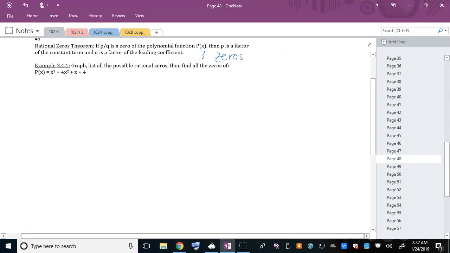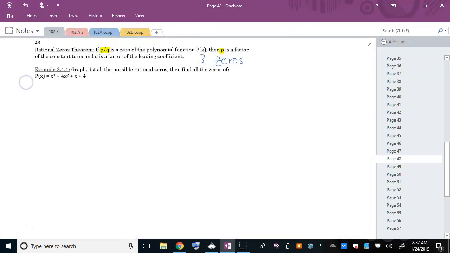To help me get started, I've got this rational zeros theorem. So this is talking about a term p over q. If that is a zero, then p is a factor of the constant term, and q is a factor of the leading coefficient.